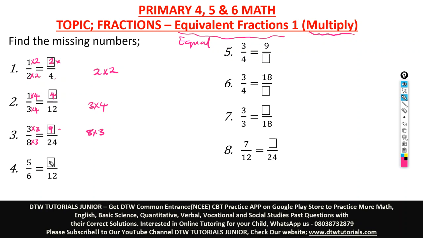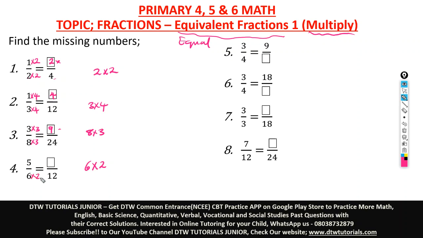We come here. The unknown is still the top number on our right hand side. Now look at this. 6 increased to 12. So it means multiples. So what times 6 gives you 12? Remember, it is 6 times 2.